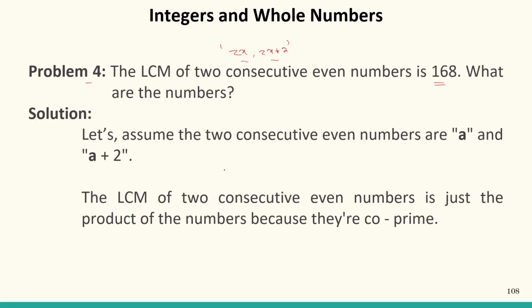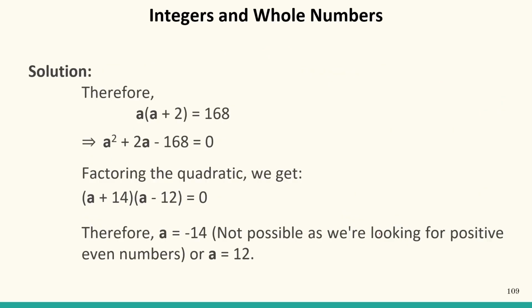So let's assume the two consecutive even numbers are a and a plus 2. We can assume this if we assume a to be even. So the LCM of two consecutive even numbers is just the product of the numbers because they are co-prime. Therefore a into a plus 2 is equal to the given value, so a square plus 2a minus 168 is equal to 0. So we need to solve this quadratic equation.